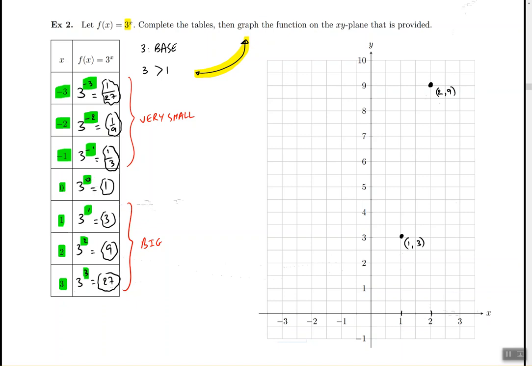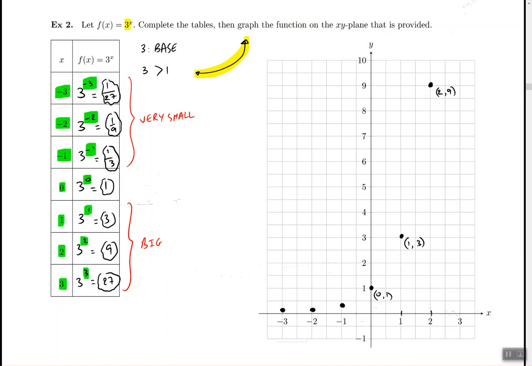Next we have the 0, 1. So 0 gives us 1. That's right there. And we get into the small ones. When x is -1, the y is 1/3, so kind of like over here. And when x is -2, we get 1/9, which is over here. And it just keeps getting smaller and smaller. It never touches the x-axis. It just gets smaller and smaller and smaller. The next one is the one with the 1 over 27.